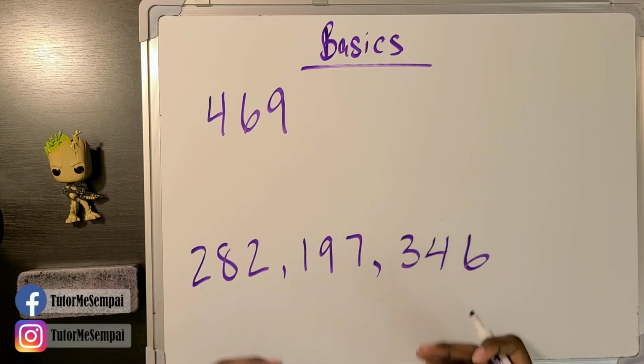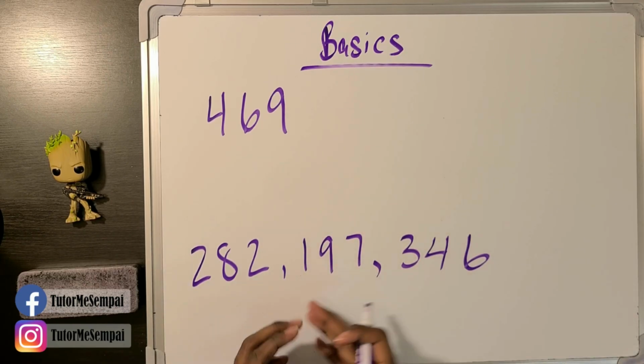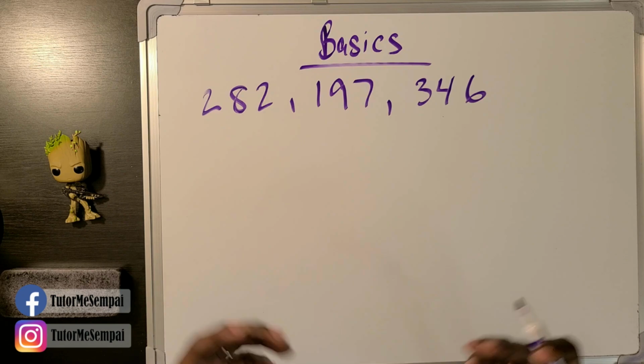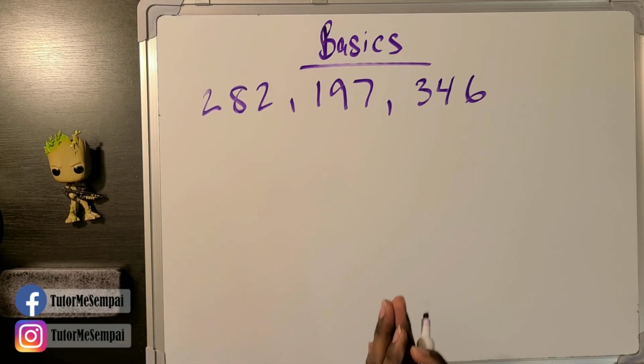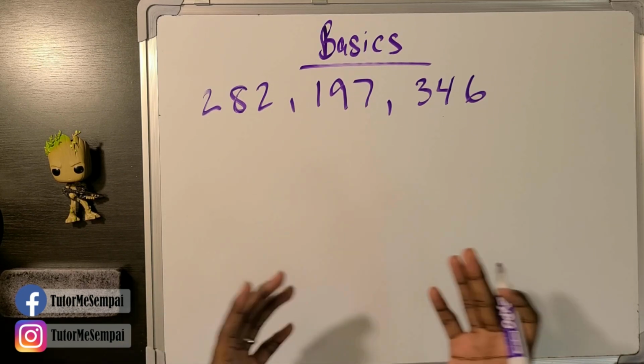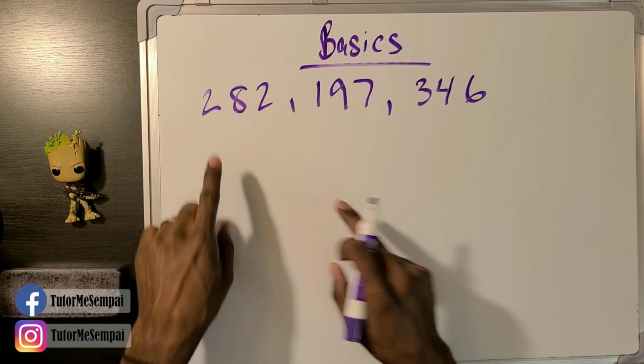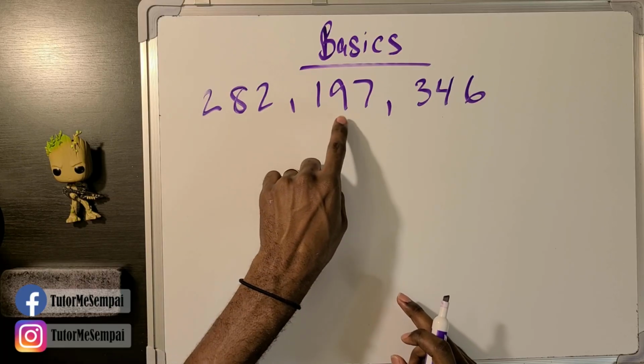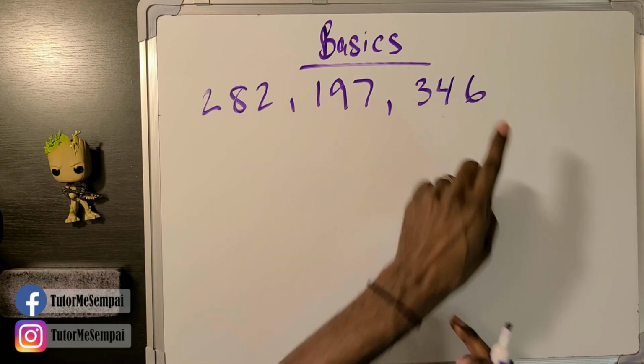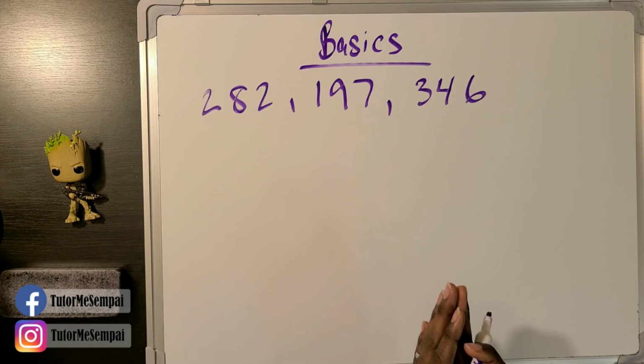Now you may be wondering, how do we do that? Well, that's exactly what we're going to be covering in today's video. But before we get into that, let's break down all the parts of this number. Now, when you look at a number this big, what's the first thing you see? Well, the first thing I see is that there are a ton of numbers here. We have 1, 2, 3, 4, 5, 6, 7, 8, 9 numbers. That's a lot of numbers.